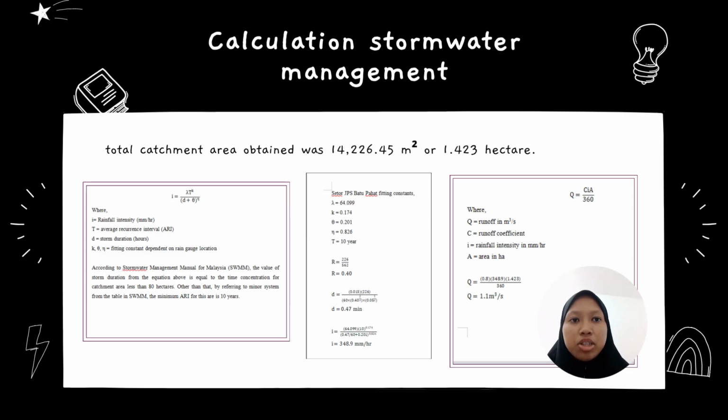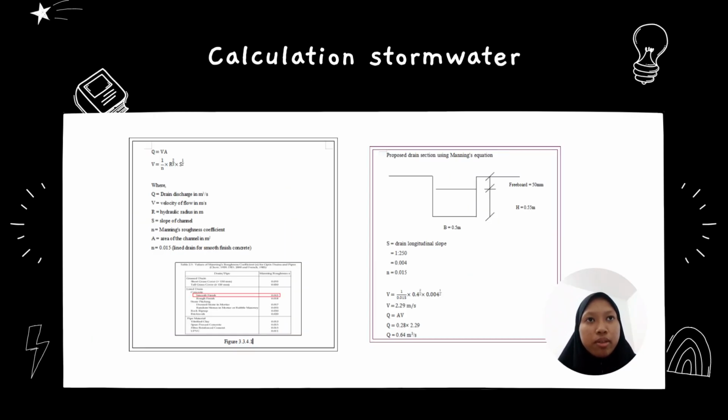So the total catchment area obtained was 14,226.45 meters square or 1.423 hectare. First we need to calculate rainfall intensity, from which we get 348.9 millimeter per hour, and then for the Q we get 1.1 meter cubic per second. Next, for the velocity of flow, we get 2.29 from this calculation, and for the Q, which is the drain discharge, we get 0.64 meter cubic per second.